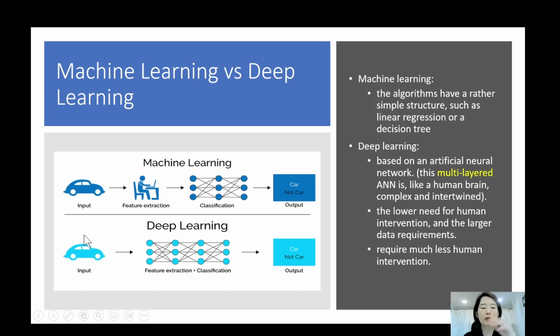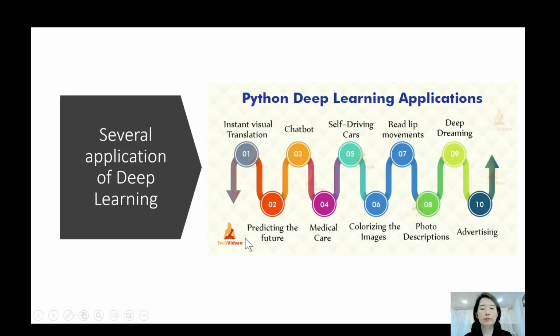Okay, so the algorithm has a rather simple structure such as linear regression or decision tree. But in deep learning, you have the same raw data input, then you have feature extraction plus classification with multiple layers as compared to classification alone. It is a multi-layered artificial neural network, just like your human brain. It is complex and intertwined. There is a lower need for human intervention, and a larger data requirement, so deep learning requires much less human intervention.